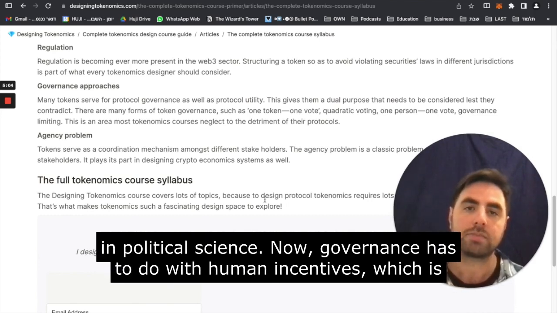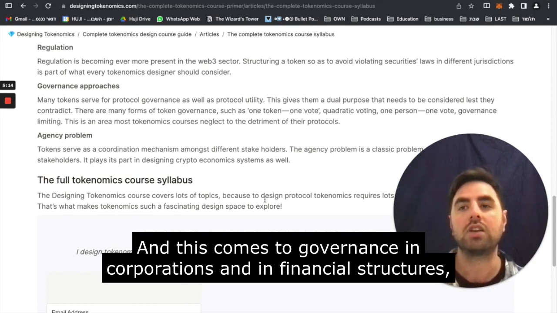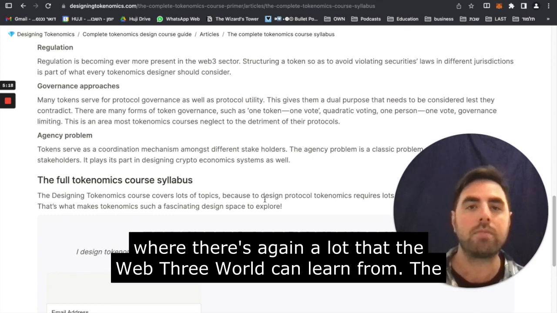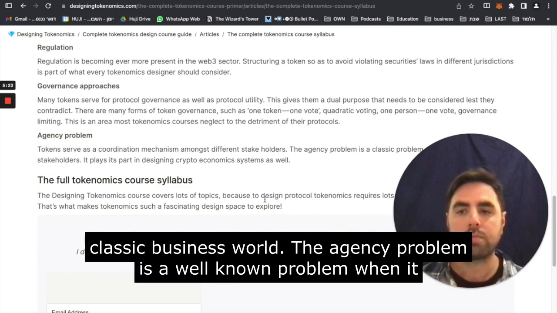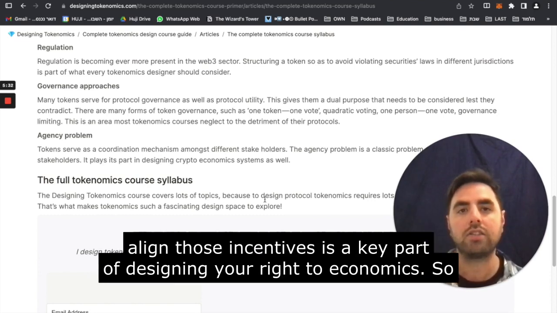Now, governance has to do with human incentives, which is another topic that you need to know about, and that is the agency problem. And this comes to governance in corporations and in financial structures, where there's, again, a lot that the Web3 world can learn from the classic business world. The agency problem is a well-known problem when it comes to coordination mechanisms, and figuring out how to build tokenomics to align those incentives is a key part of designing your right tokenomics.